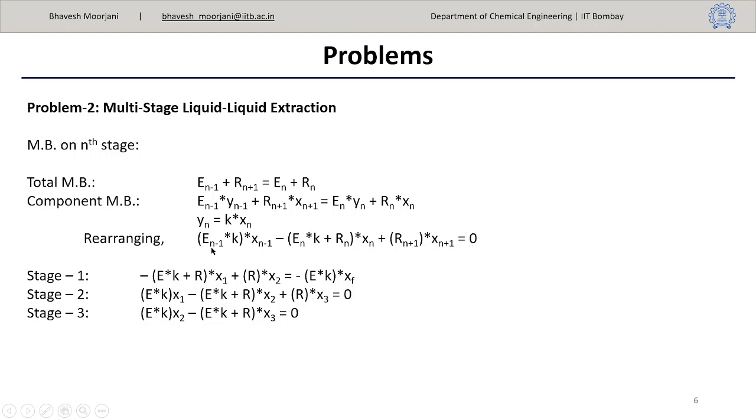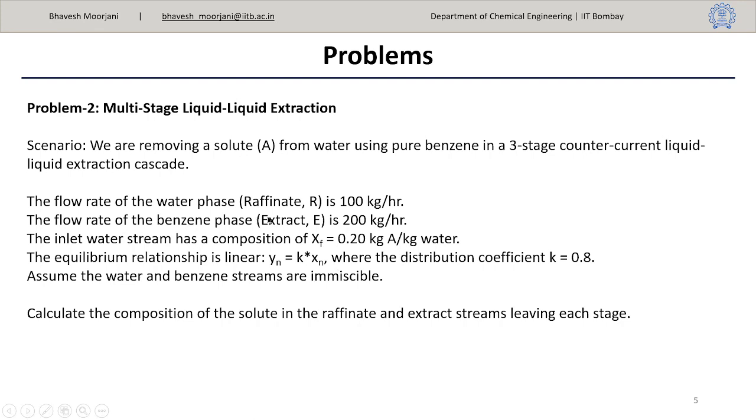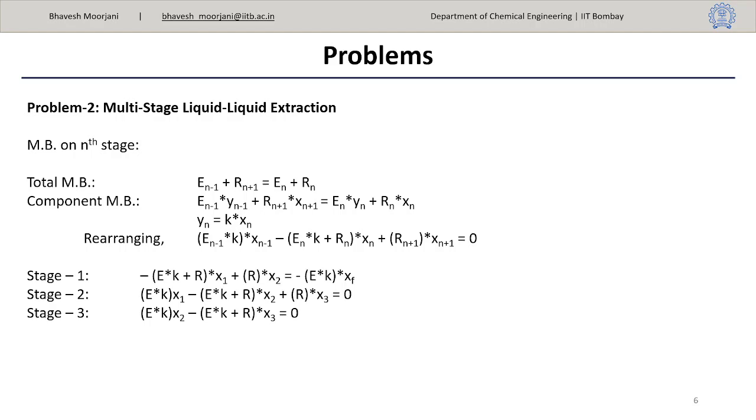At the first stage I will have E(n-1). So 1 minus 1 is 0. I don't have any zeroth stage, but what I have corresponding to that stage is my feed, right? So I could write it as E, which is your extract, 200 kg per hour. So E into K into XF value. Okay, so this is your feed inlet part, but since it's a constant value, you know it, I have taken it at the right hand side.